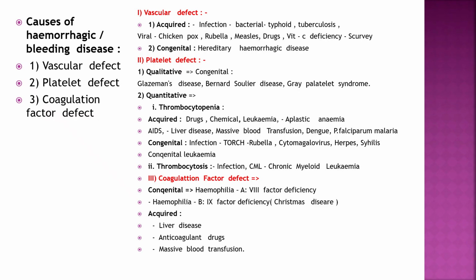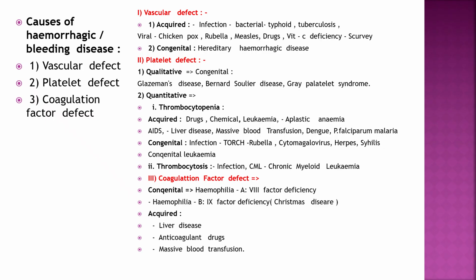So vascular defect can be acquired. It can be due to infection like bacterial infection, typhoid, tuberculosis, or viral infection like chicken pox, rubella, measles, smallpox, or because of drugs or because of vitamin C deficiency like scurvy. Then congenital, it can be hereditary hemorrhagic telangiectasia. In platelet defect, it can be qualitative or quantitative. Qualitative can be congenital, like platelet disorders seen in congenital disorders like Glanzmann's disease, Bernard-Soulier disease, or gray platelet syndrome.